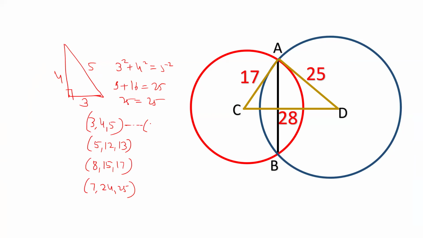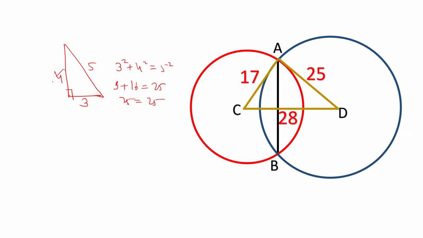If we take 3, 4, 5 and multiply by 2, we get 6, 8, 10, which will also form a right angle triangle. Double of 5, 12, 13 will be 10, 24, 26. This will also make a right angle triangle. So all these are Pythagoras triplets. They will form right angle triangles, and any multiple of these will also make right angle triangles. Now let's solve this question using this knowledge of Pythagoras triplets.